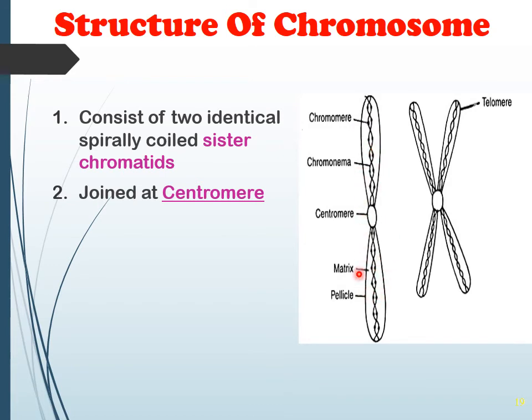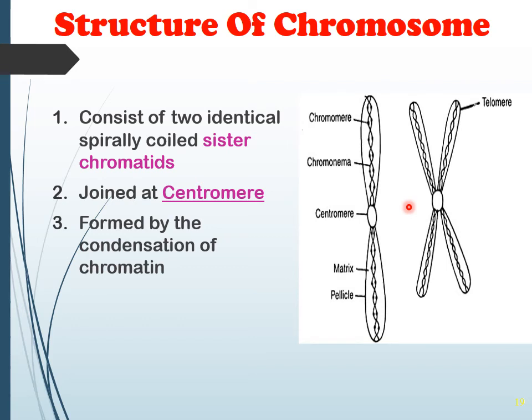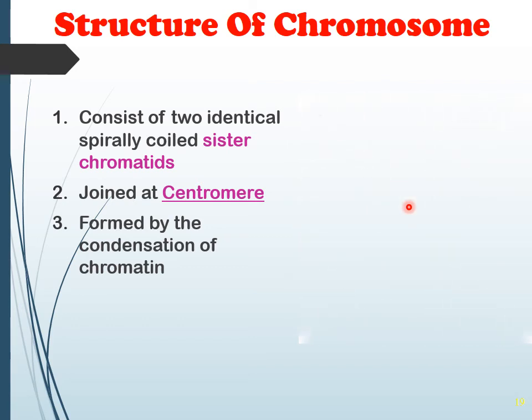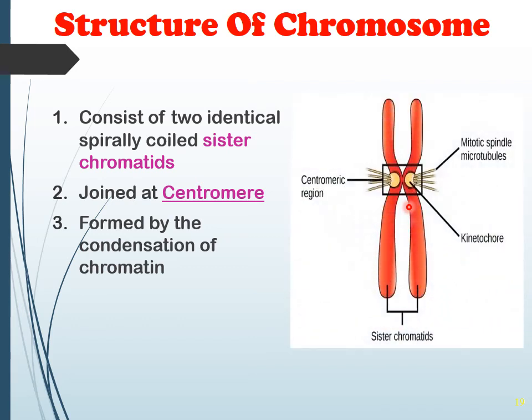Normally, in each and every cell, the chromosomes appear like this. This is called a single chromosome. And this is called a duplicated chromosome. The meaning of the word duplicated is that one chromosome is converted into another copy after the end of replication of DNA. And these are formed by the condensation of chromatin, as I just told you.